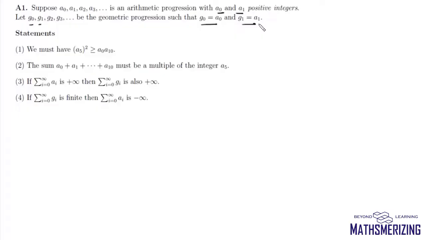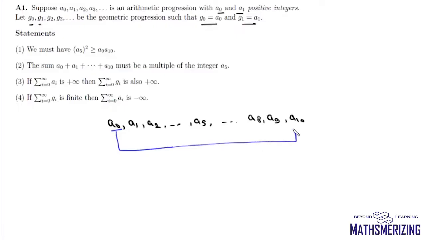Now, if we look at this arithmetic progression, then the terms are A0, A1, A2, A5, and then we have A8, A9 and A10. And we know that in an AP, arithmetic mean of rth term from the beginning and rth term from the end is equal to its middle term if it has odd number of terms. So in this case, (A0 plus A10) by 2 will be equal to A5.